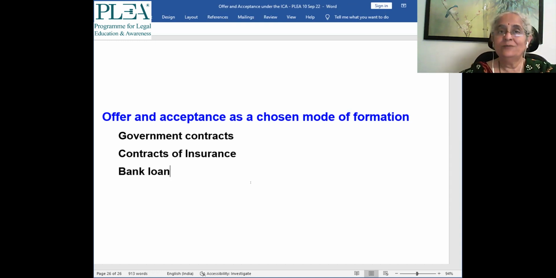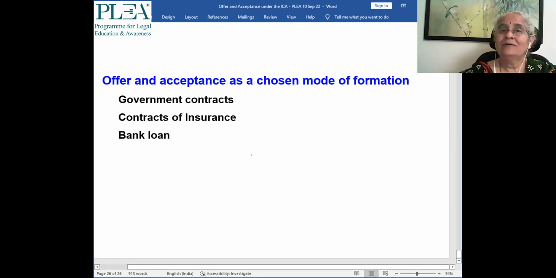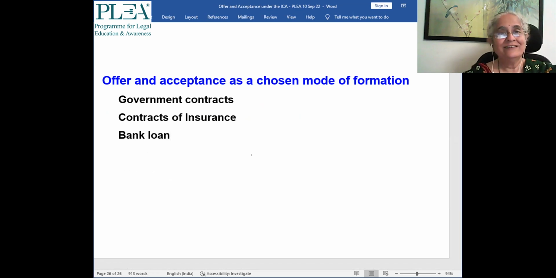So this is a deliberate strategy to convert the making of the contract into an offer and acceptance. But even more than that, the offers in all these cases are made on forms which are provided by the intended acceptor. So now I could analyze it in a practical aspect in this manner.